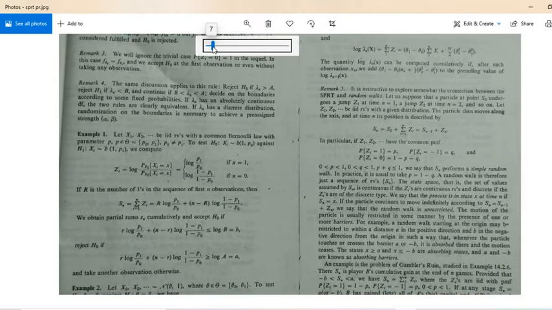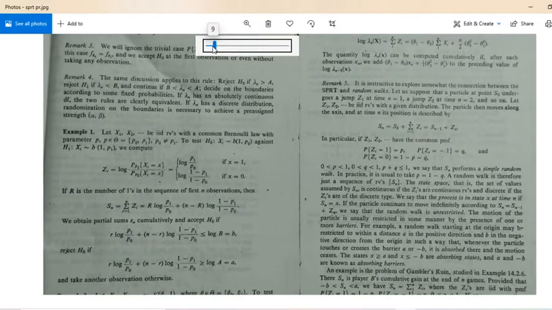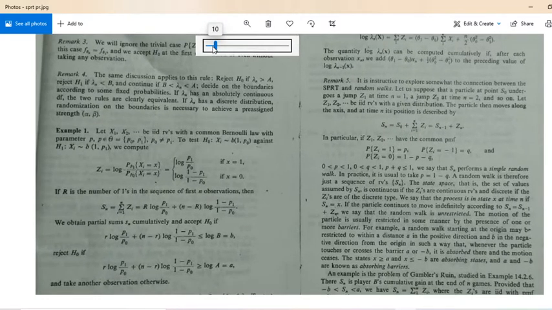Okay, so for the IID X1, X2, ..., Xn with the common Bernoulli law, parameter p that belongs to {p0, p1}.